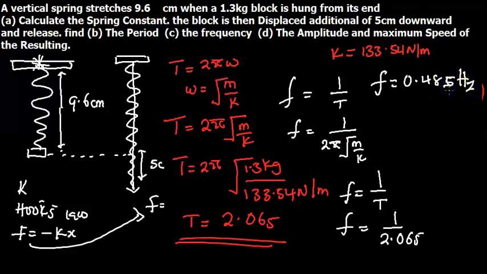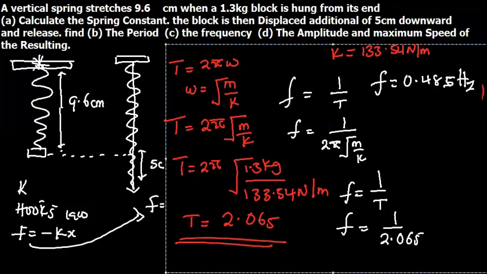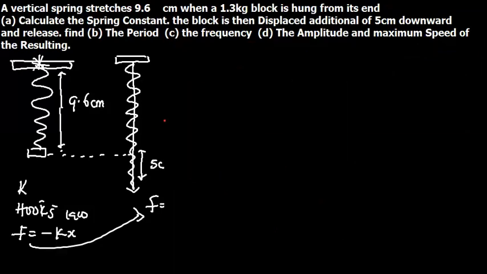So the next thing we need to find is the amplitude. Let's erase everything here. How can we find the amplitude? The amplitude is the maximum displacement from the equilibrium position. That is, the given block was initially displaced, we have the additional of what? 5 centimeter. We need to convert centimeter into meter.